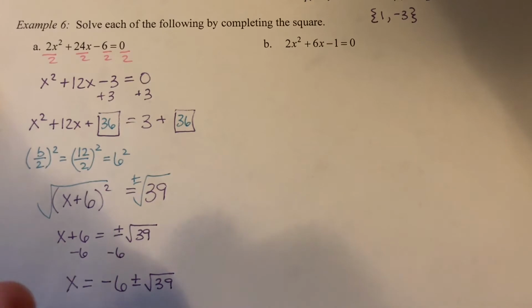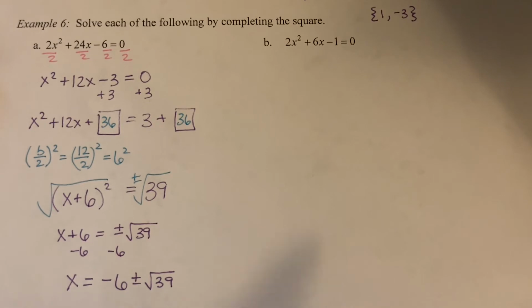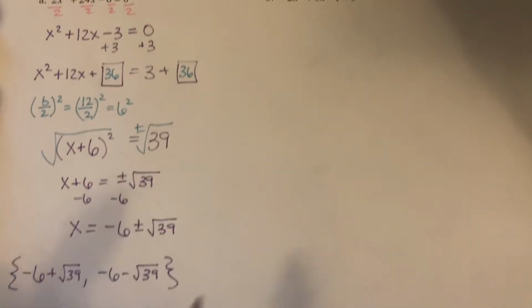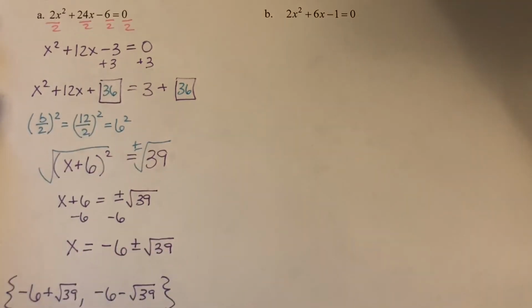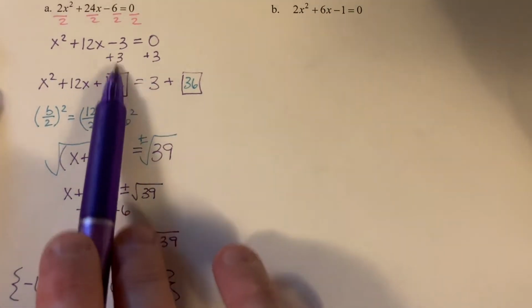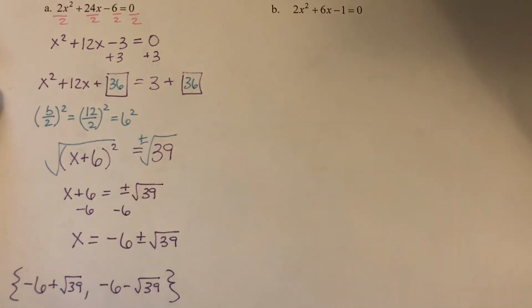Or in curly brackets, it'd be -6 plus square root of 39, or -6 minus square root of 39. And again, sorry, I'm off screen there. You could get decimal versions of these in order to check. You could check with Desmos. There's some options. But this is what solving by completing the square looks like.